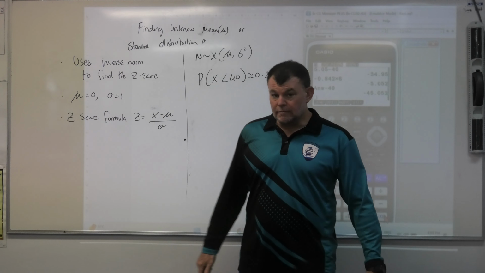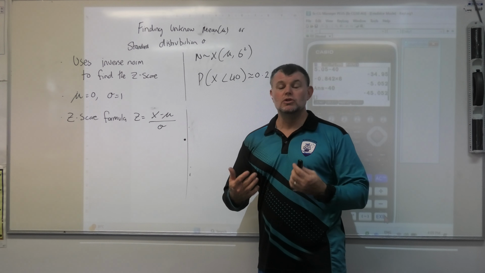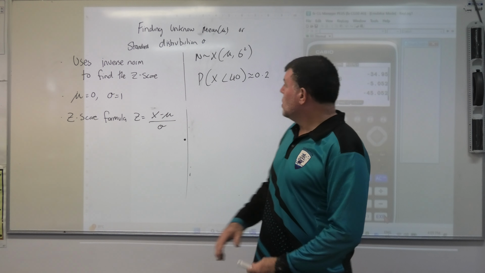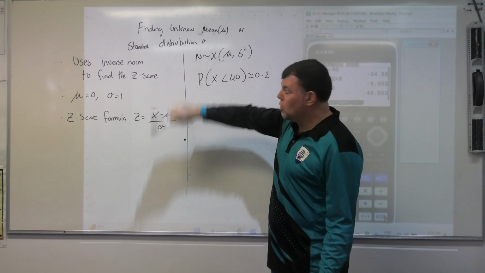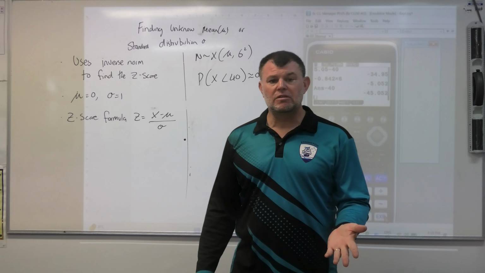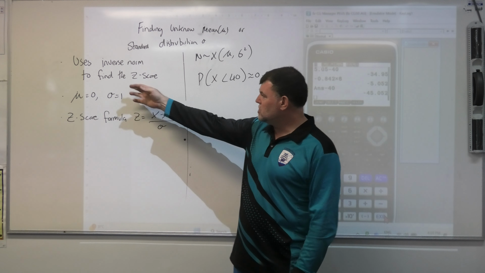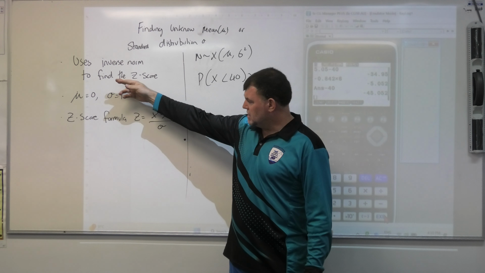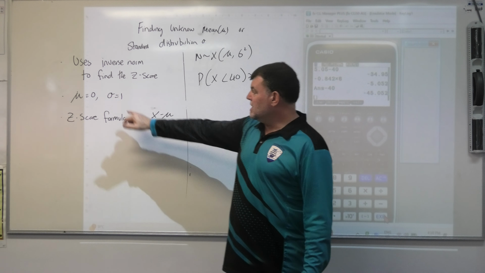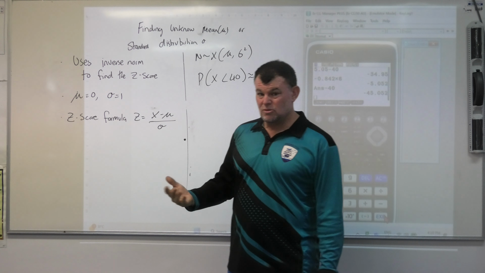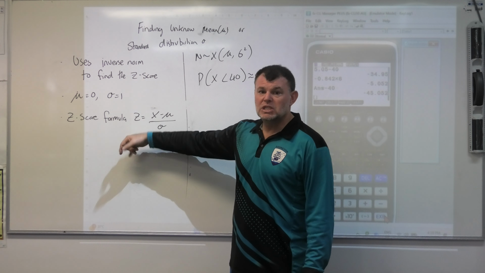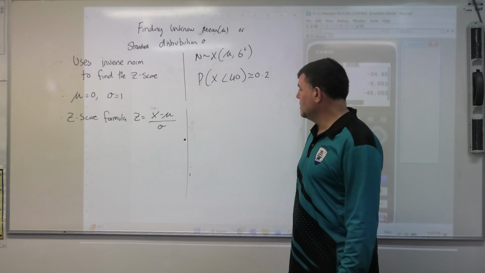Last lesson we looked at inverse norm and how we reverse the normal distribution curve. What we're looking at this lesson is how we find an unknown mean or standard deviation in the question. In order to do that we need three things: we need to know what the z-score is, and we do that by finding the inverse norm. We need to make sure our mean and deviation are 0 and 1, and we need to use the z-score formula to help us find the unknown variable.